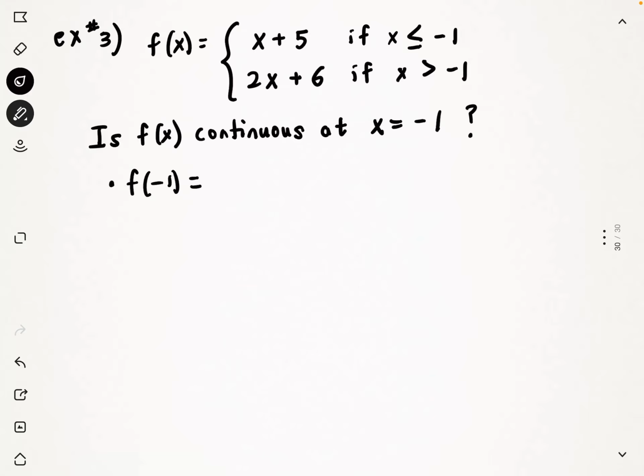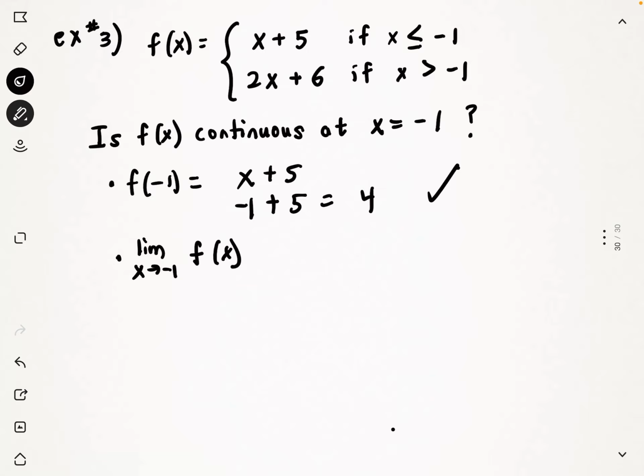It definitely exists. You can see right here that we have to plug in -1 for x into the first function. So what I'm going to do right here is plug in -1, and I get an answer of 4, and that exists. So the first condition has been met. What about the limit as x approaches -1? Does that exist?